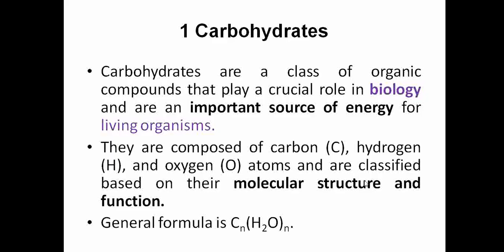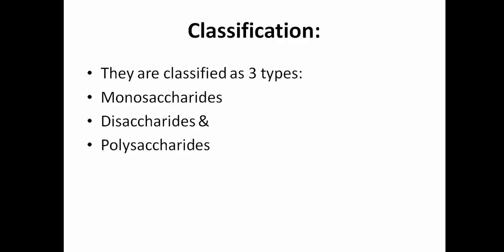Carbohydrates, as discussed earlier, are organic compounds that play a crucial role in biology. How do they play a crucial role? Because they serve as an important source of energy for living organisms. They contain carbon, hydrogen and oxygen atoms, and can be classified based on their molecular structure and function. The general formula is CnH2nOn. There are three classifications: monosaccharides, disaccharides and polysaccharides.